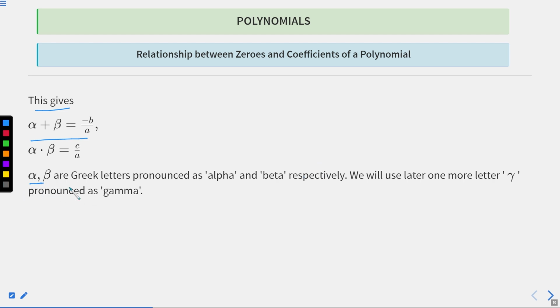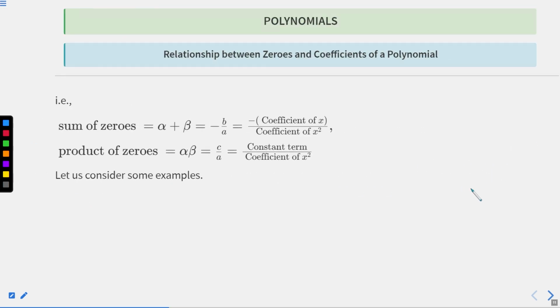Alpha and beta are Greek letters, pronounced as alpha and beta respectively, and we will use one more letter, pronounced as gamma. So this letter is pronounced as alpha, this letter as beta, and this letter as gamma.